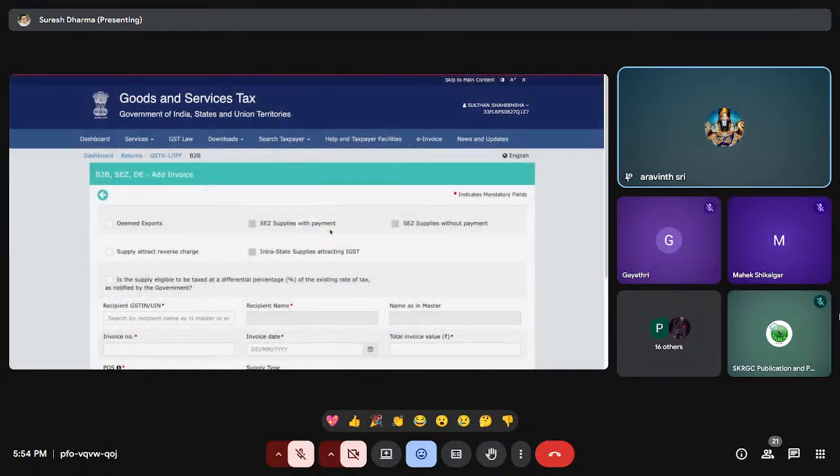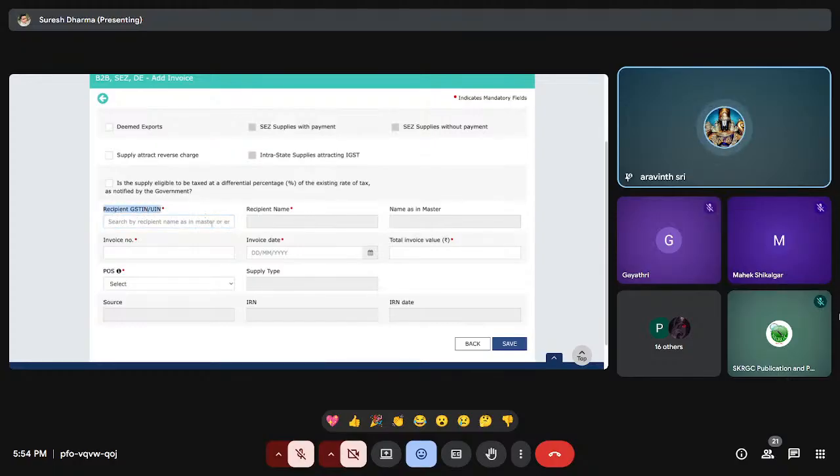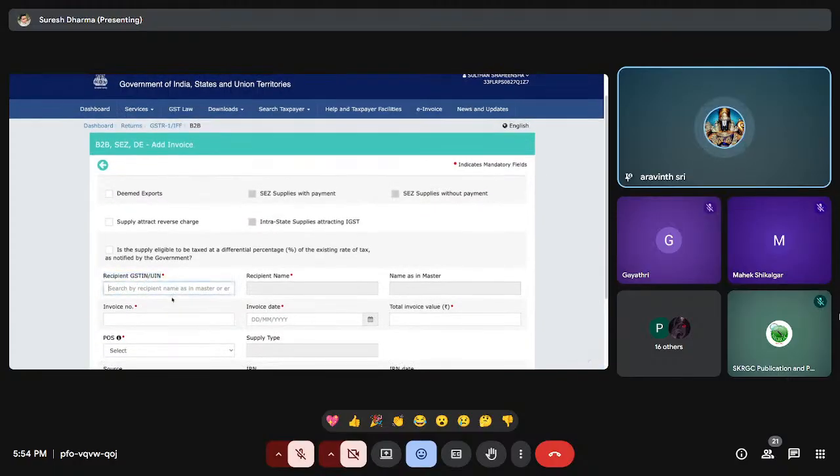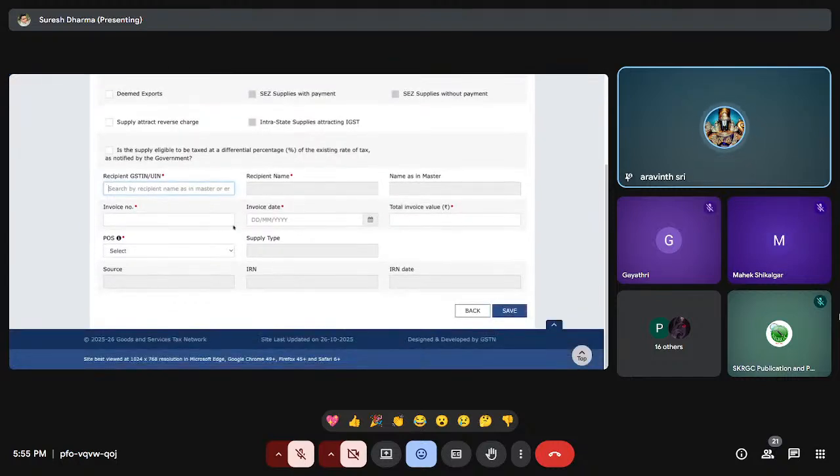What are the things available here? I add the recipient GST number. If I am the Mumbai manufacturer and I supply my goods to a Tamil Nadu t-shirt manufacturer or retailer, I put their GST number here. Then the name and other details all come automatically. Then we put the date, the date on which I made the supply, like 11-11-2025. Then the invoice date and value, like 10,000 or 1,00,000.